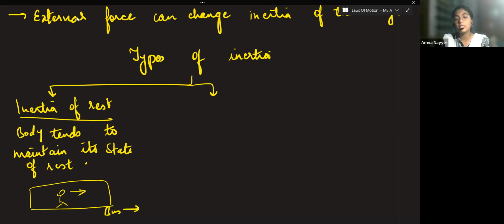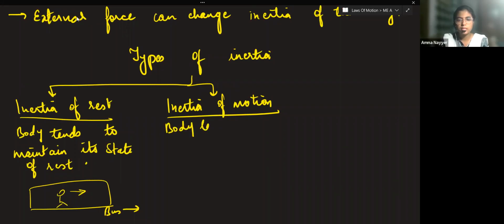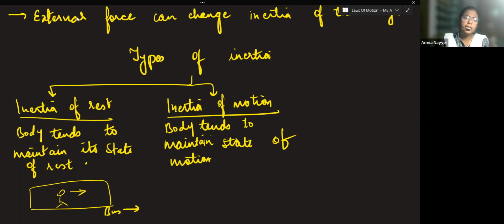Then you have inertia of motion. From the name only, you can figure it out. Now, which state will be resisted by the body? State of its motion. So in inertia of motion, the body tends to maintain its state of motion. The person maintains this. You can take the example.